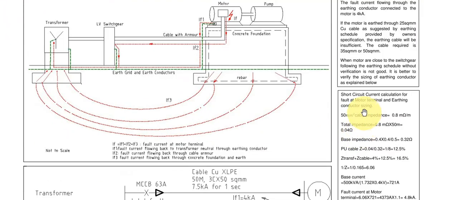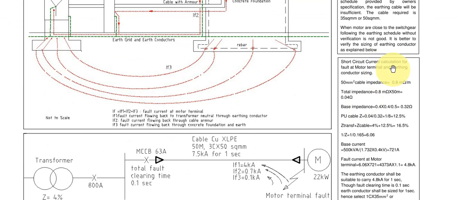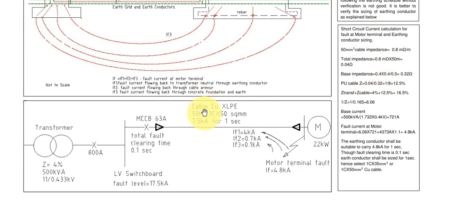Now, based on the short circuit calculation, the cable here is a 50 mm square cable, so its impedance is 0.8 milliohms per meter. This is a 50 meter cable, so the total impedance will be around 0.8 into 50, that is 0.04 ohms. So we convert it into per unit impedance, and we get it as 12.5%.